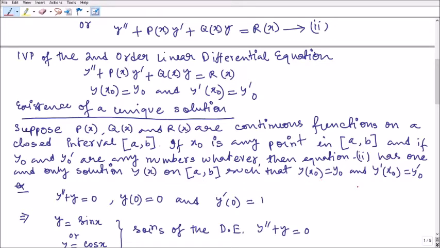So it means that the unique solution of this differential equation would be y of x on that interval, if p, q are continuous functions of x on that interval, and it passes through the point x0, y0 with a slope that is y dash 0.